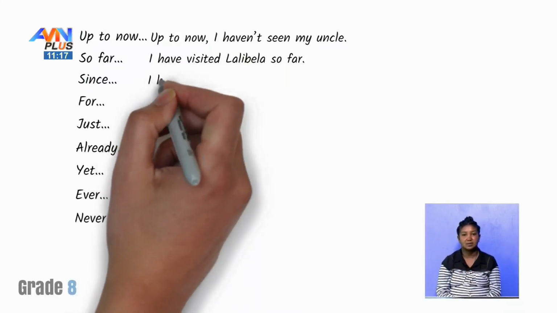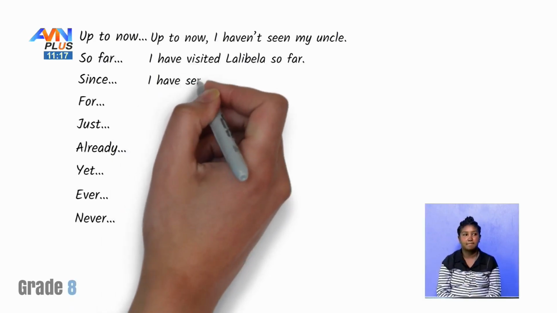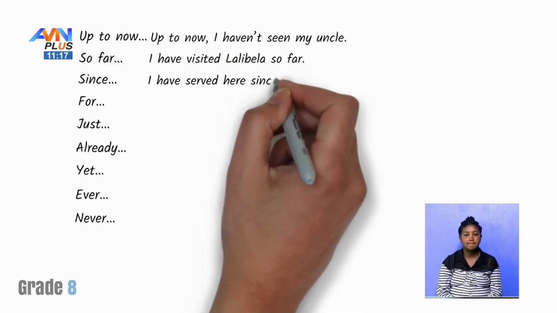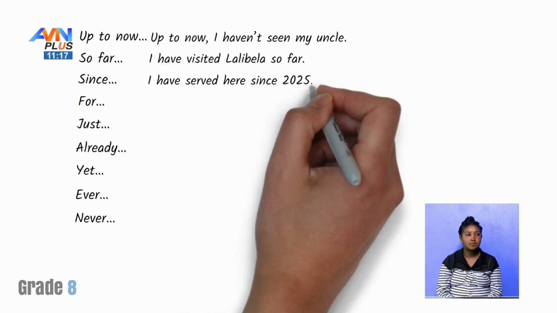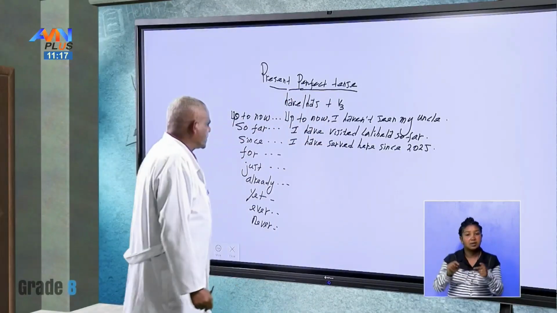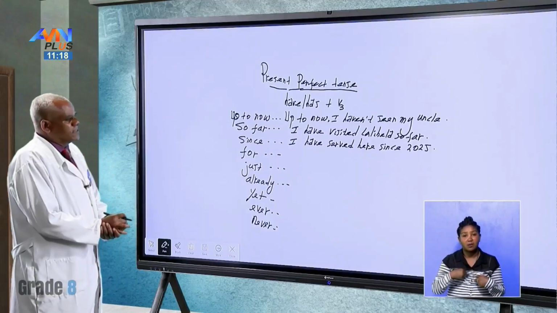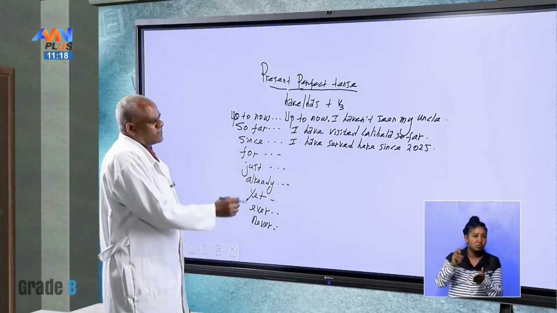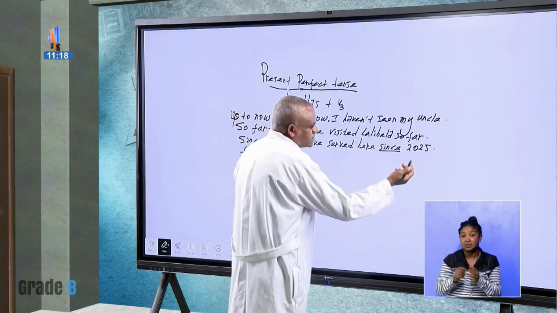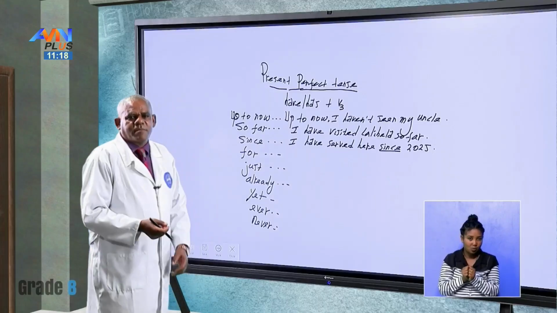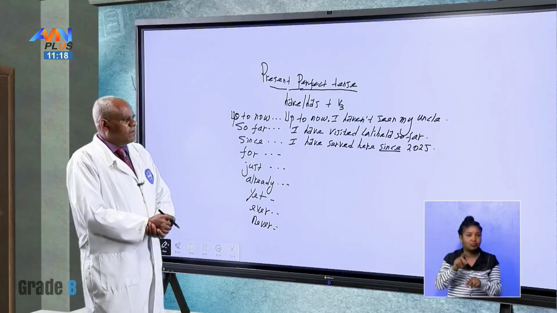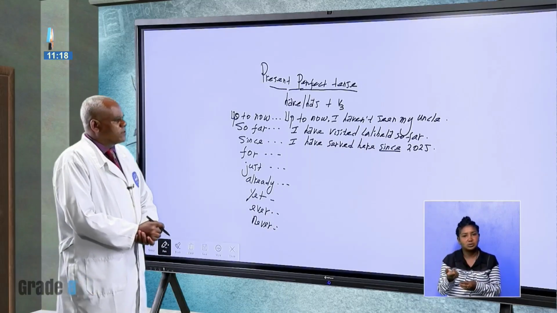I have served here since 2025. Look, I have served here since 2025. You are welcome to see the position of since. It usually goes with what? The year. That's why it talks about a point in time. That specific time is stated here. Or you are welcome to use this in other contexts too, right?